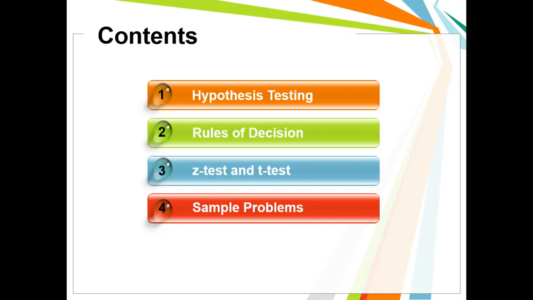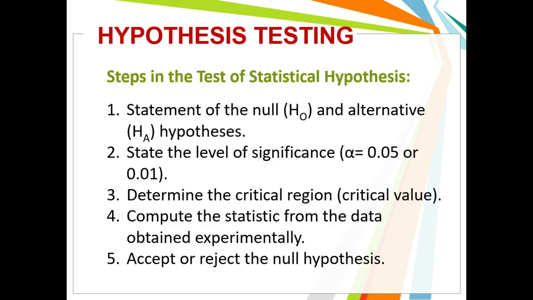So specifically, we will first discuss what hypothesis testing is, or the different steps in hypothesis testing. Number two, the rules of decision. This is very important because we have to decide whether there is a significant difference between our two sets of data. Then number three, our specific tests. We have the Z-test and the T-test. And then lastly, we have some sample problems.